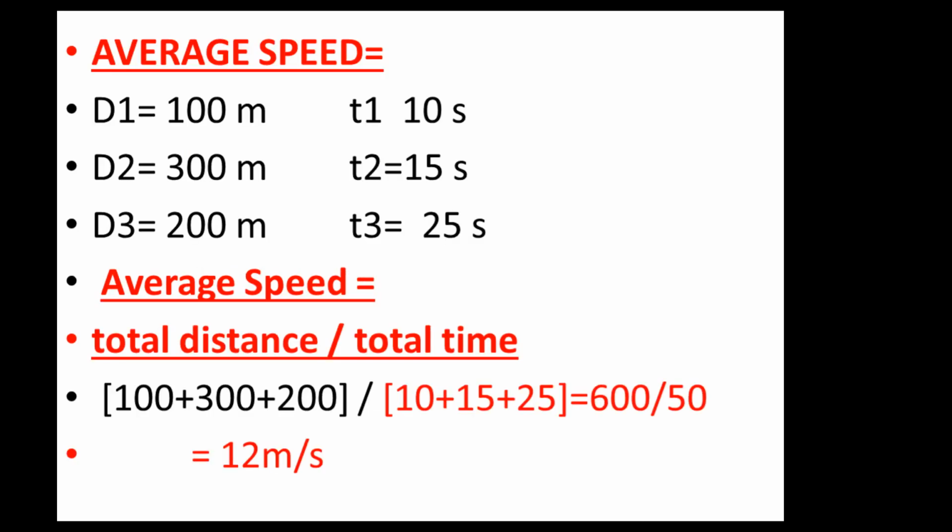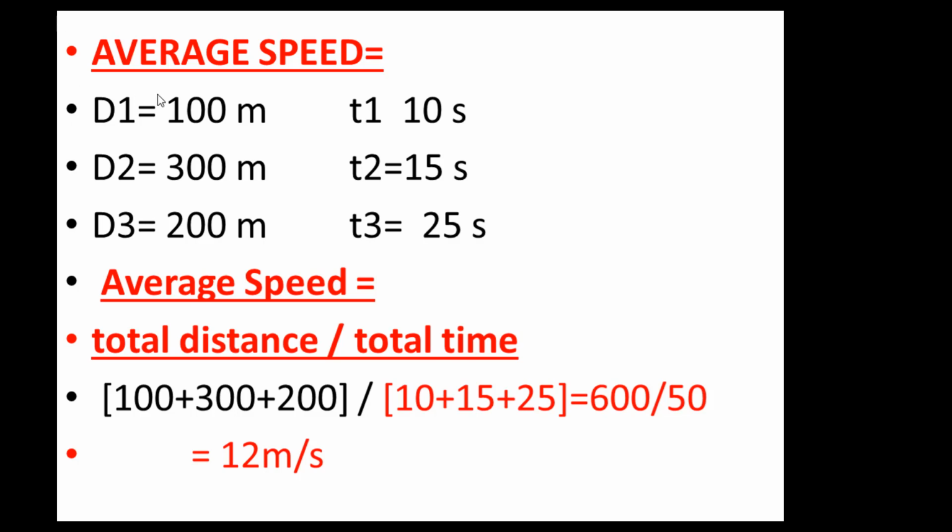Here I give you distance numbers. In case number 1, distance equals 100 meters, time 10 seconds. Second case, distance 300 meters, time 15 seconds. Distance 3 is 200, time 3 is 25 seconds. I need the average speed. Average speed equals total distance over total time.